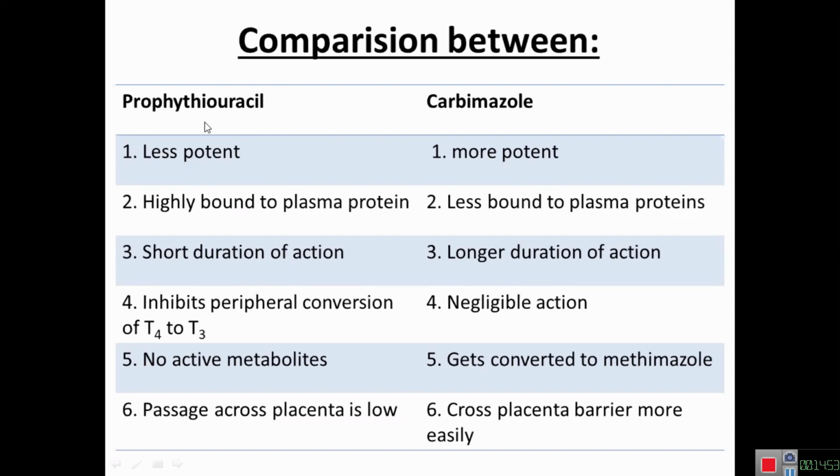So I told you that propylthiouracil is the drug of choice for hyperthyroidism during pregnancy. The examiner may ask you during the viva why propylthiouracil is the drug of choice for hyperthyroidism during pregnancy. Because it is highly bound to plasma protein, it can't cross the placental barrier, and there are no effects on the fetus. So this is the reason you should know.